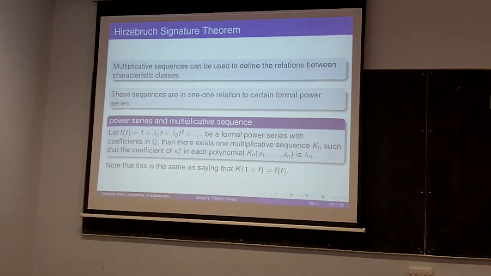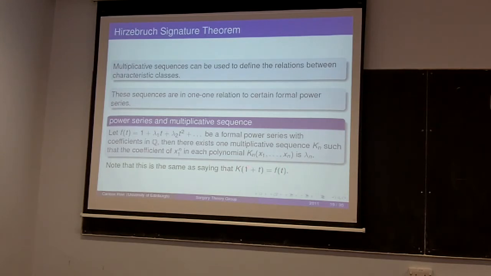And then, well, there exists only one multiplicative sequence, which just says that they are in a 1-1 relationship, such that the coefficient of the x1 to the n in each of these polynomials corresponds exactly with the lambda n coefficient. So a polynomial K sub n of x1 up to xn has something like this shape, and I want the coefficient of x1 to the n to correspond exactly with the coefficient lambda n in the power series. So, with a little bit of arithmetic, a little bit of thought, this is just the same as saying that this condition must be satisfied.